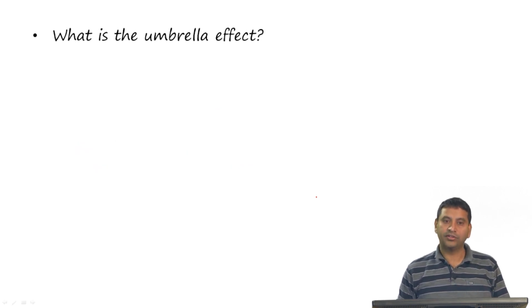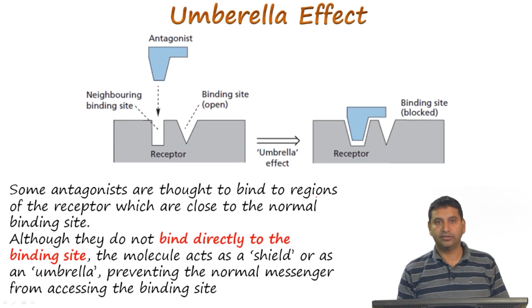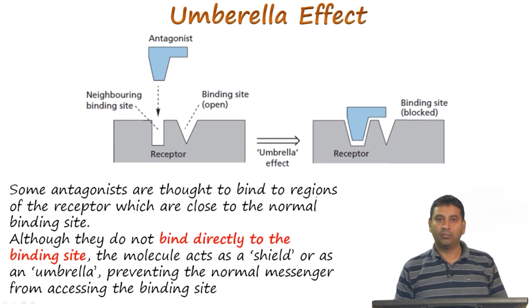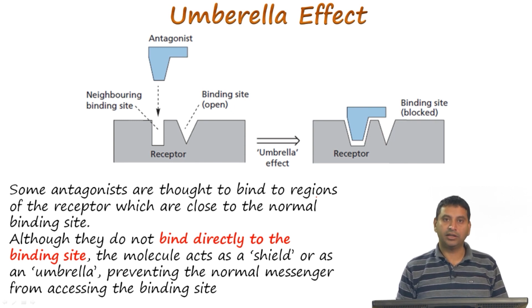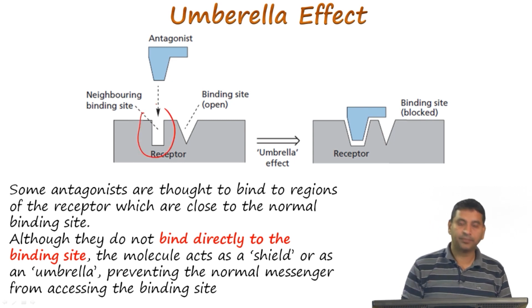Next question is, what is the umbrella effect? The umbrella effect we have looked at previously is an effect where a compound can act as an antagonist, but it does not bind to the active site or the binding site of the receptor. But what it does is it binds to a neighboring binding site.